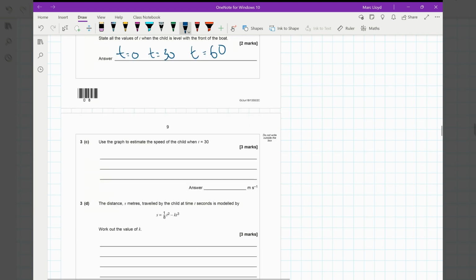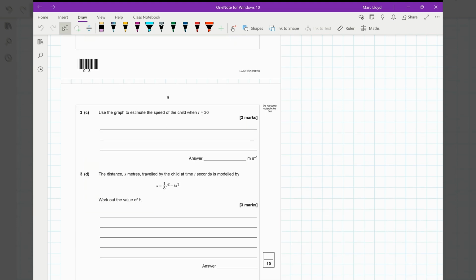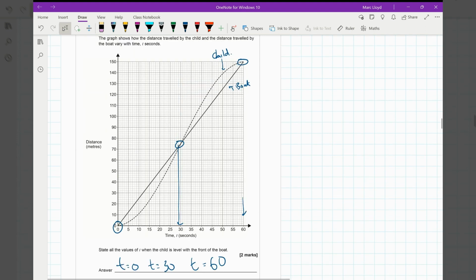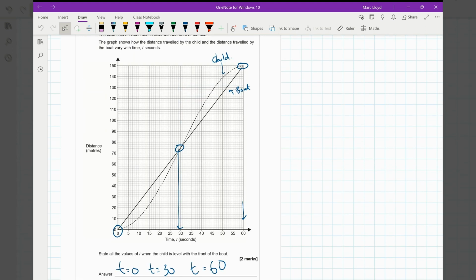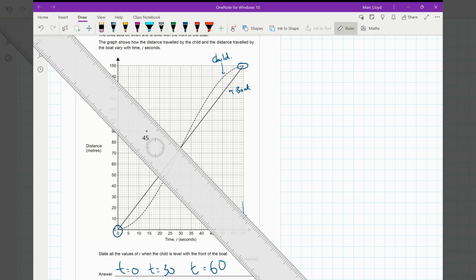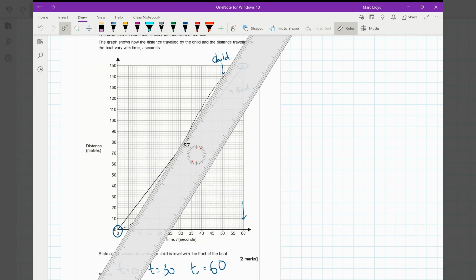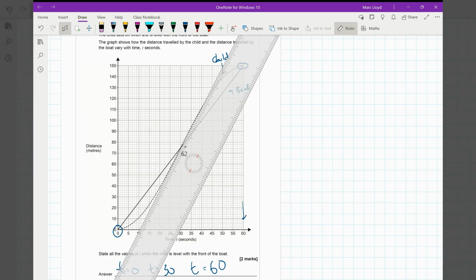Okay, question 3. Use your graph to estimate the speed of the child when t is equal to 30. So t equal to 30 is going to be this bit here. Always read ahead. Read all of your questions. I'd hate for you to have drawn all over this. And then you need to draw this line here. So in order to do this, we need a tangent. I think that's pretty good. Draw my tangent like so.